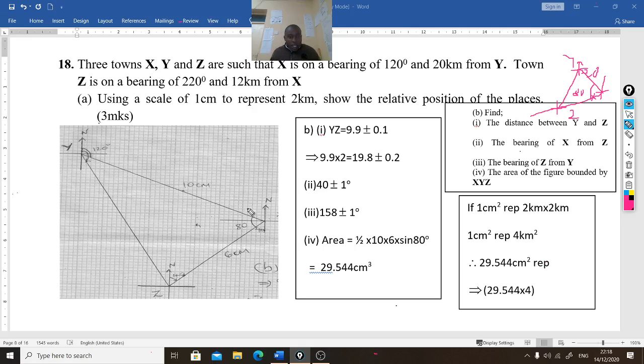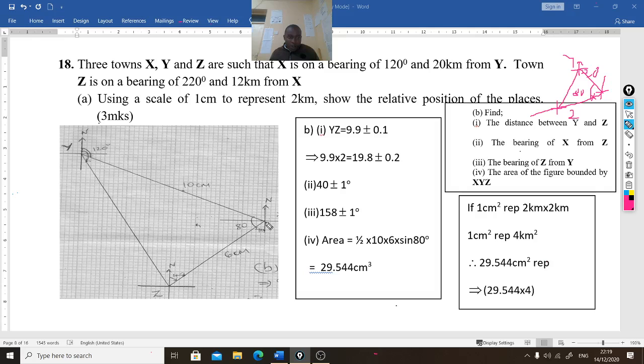Draw a straight line. Then you use the scale, because you are told to use a scale of 1 centimeter to represent 2 kilometers. So you are given the scale to use. That means this 20 kilometers becomes 10 centimeters. After you've drawn a straight line, measure 10 centimeters, mark where it arrives, and join it there.